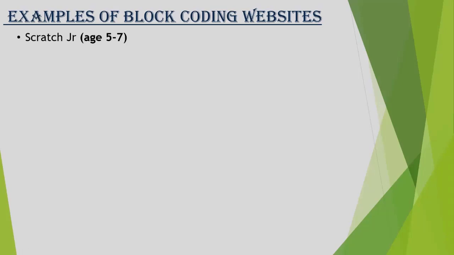So some of the examples: we have Scratch Junior, and Scratch Junior is normally used for our learners that are between the ages of 5 and 7. So that's why we believe that for the secondary schools, we shall not be using Scratch Junior, because Scratch Junior is sort of basic. So for us, we shall be using the real Scratch.